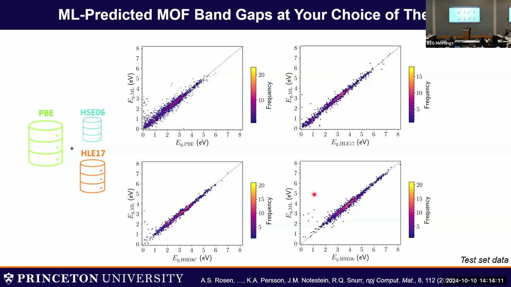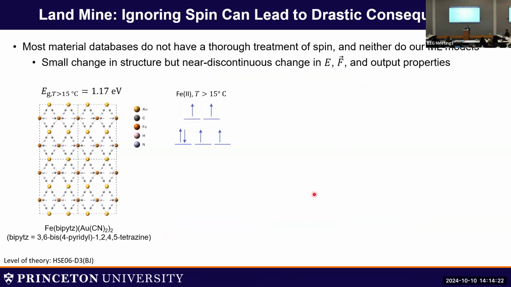This is, of course, on the testing data. It's relatively straightforward to learn the correlation from PBE to HSE06, but I just want to caution you that it's not as simple as just doing a linear offset.